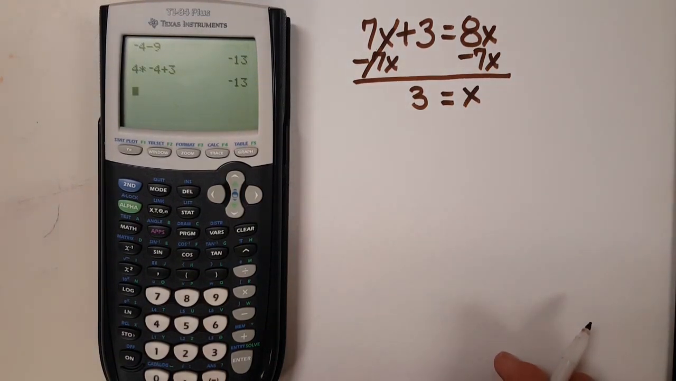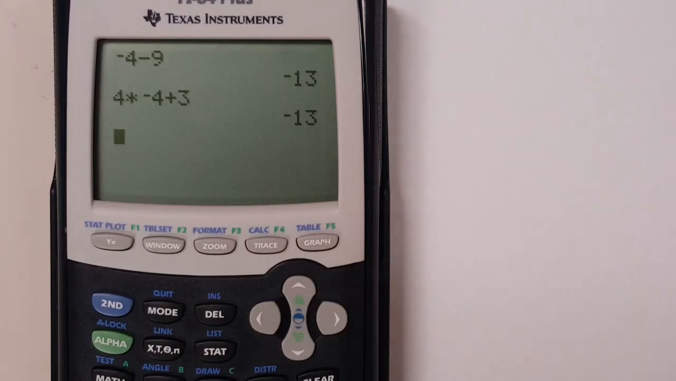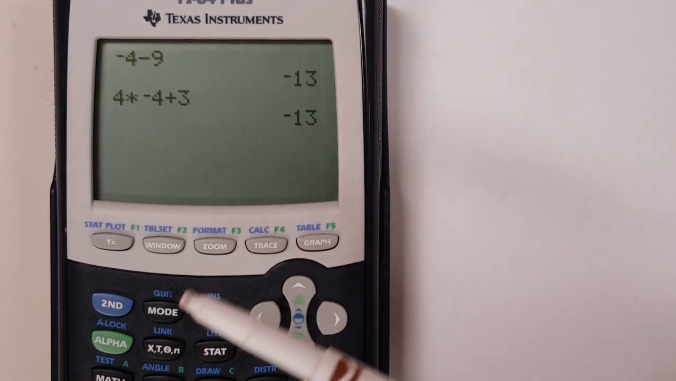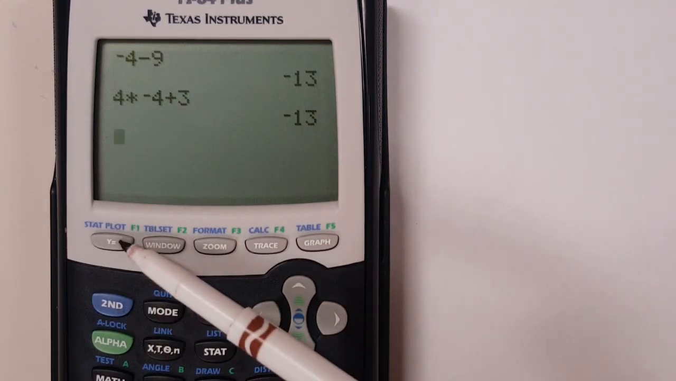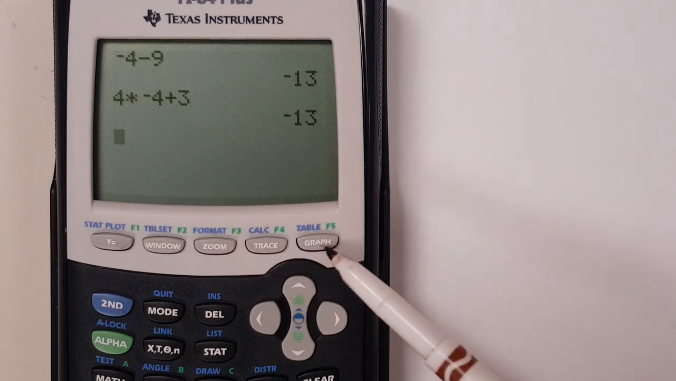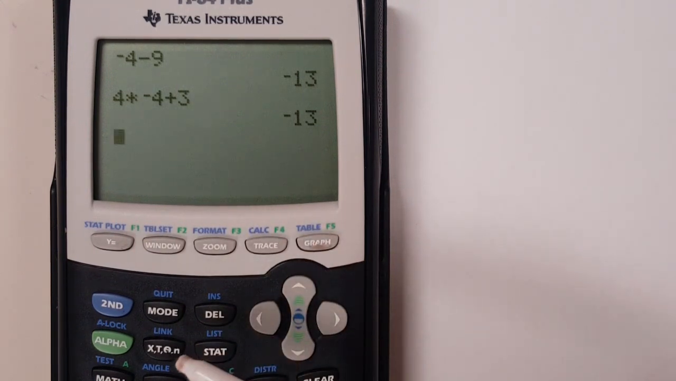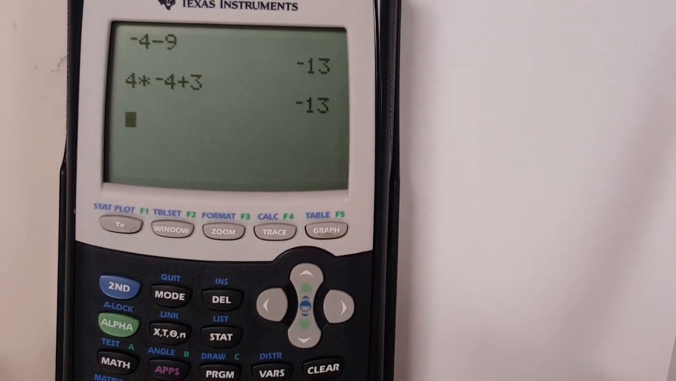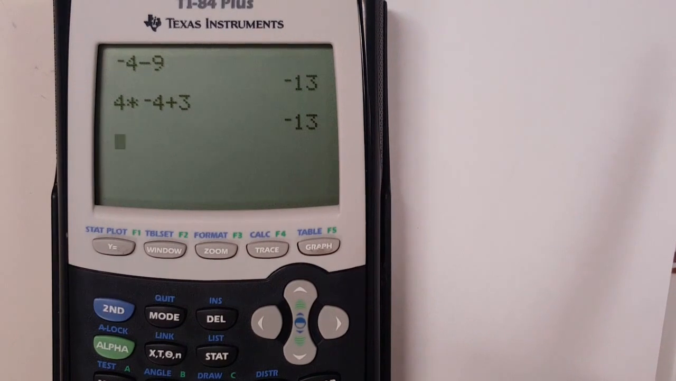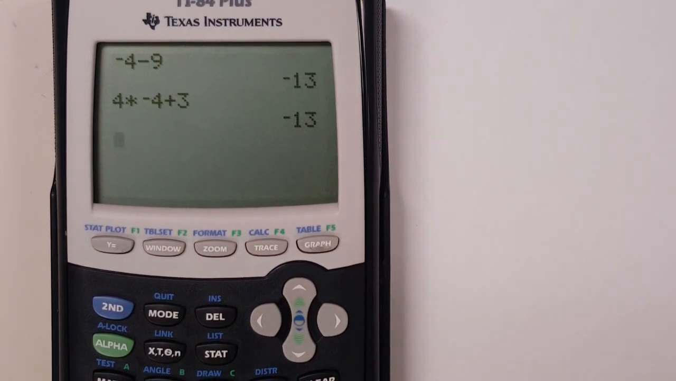So x is 3. So I'm going to go ahead and enlarge the calculator so that we can see the buttons I'm going to use. We're going to be using the second button, the y equals button, the graph button, and the table button. We're also going to use this button. It's the X button. It is directly above the purple apps button right there, and that's what we're going to use. So we're going to have to first of all turn on our calculator.